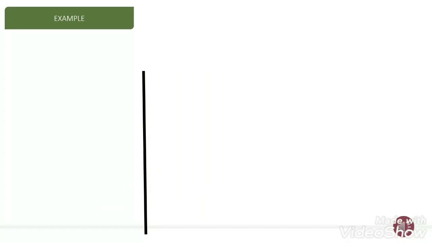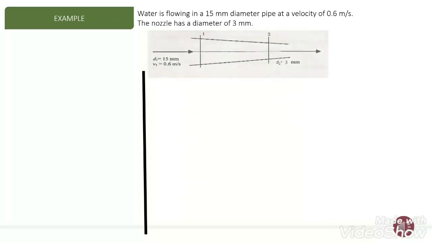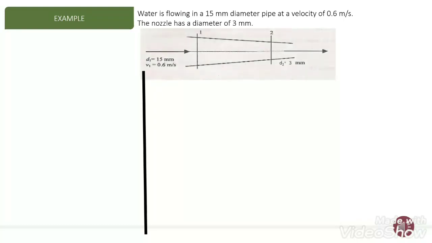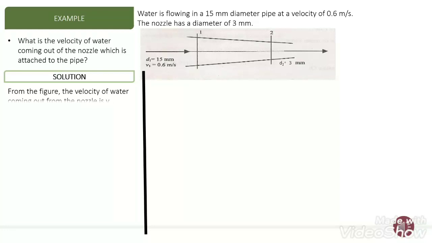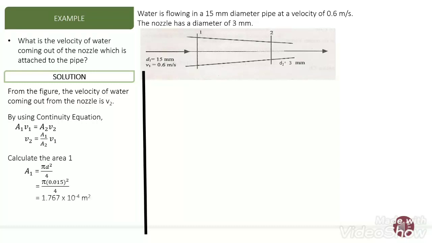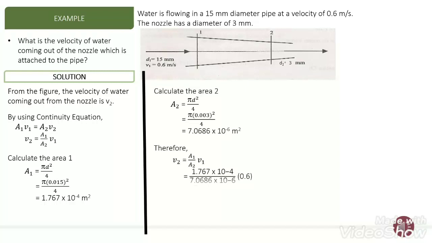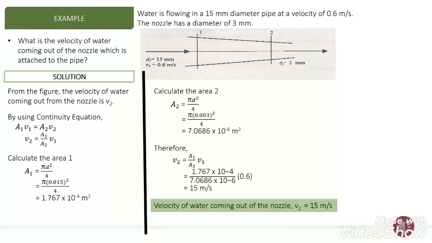Let's take a look at the next example. Water flows through segment 1 and segment 2, where D1 is 15 mm and V1 is 0.6 meter per second. At segment 2, the diameter is 3 mm. The question asks for the velocity at segment 2. From the figure, the velocity of water coming out from the nozzle is V2. By using the continuity equation and rearranging the formula, V2 is equal to A1 over A2 times V1. We calculate area 1, A1, and area 2, A2. Therefore, we get V2, which is the velocity of water coming out of the nozzle, as 15 meter per second.